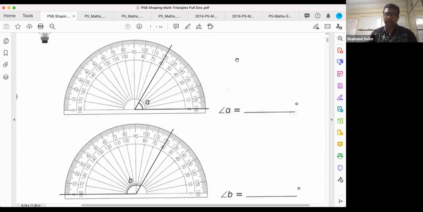Carissa, sorry, the first one is not correct. You're looking at the wrong angle. Remember, you must start using the zero where there is a line. The line is here, you must use zero from here. Do not use zero from here, there's nothing here. And what about Shalina?